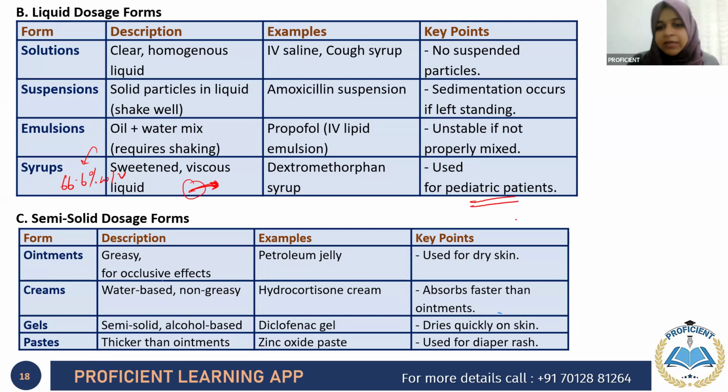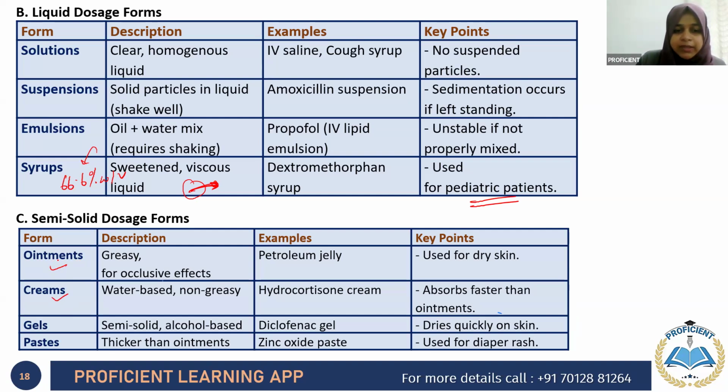Mainly used for which population? Pediatric population, babies, right? Clear? Then you have semi-solid formulations. Which are the semi-solid ones? Ointments, creams, gels, and pastes, right?